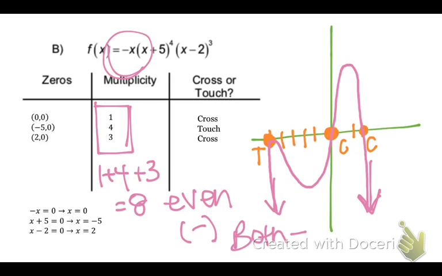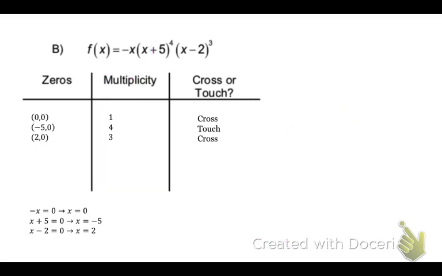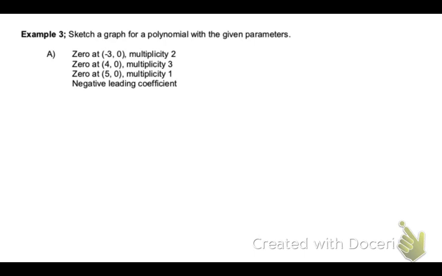Cool? Okay, we have a couple more examples. Let's look at this one. So if you're given these parameters, let's sketch a graph. So we have a 0 at negative 3, 0, and a multiplicity of 2. So that one's going to touch. 0 at 4, 0, and a multiplicity of 3. That's going to cross. 5, 0, multiplicity of 1. That's going to cross. And it has a negative leading coefficient.